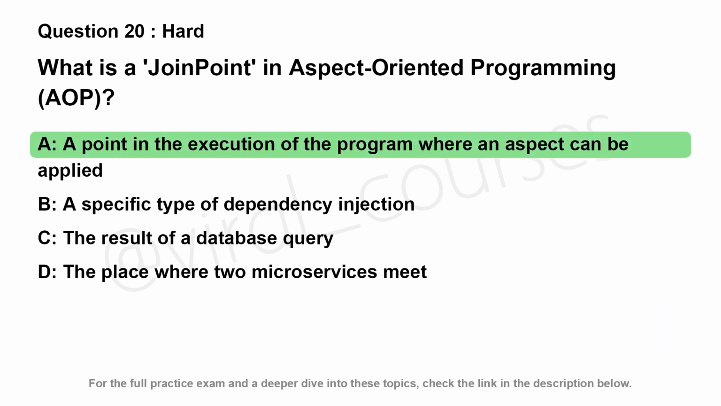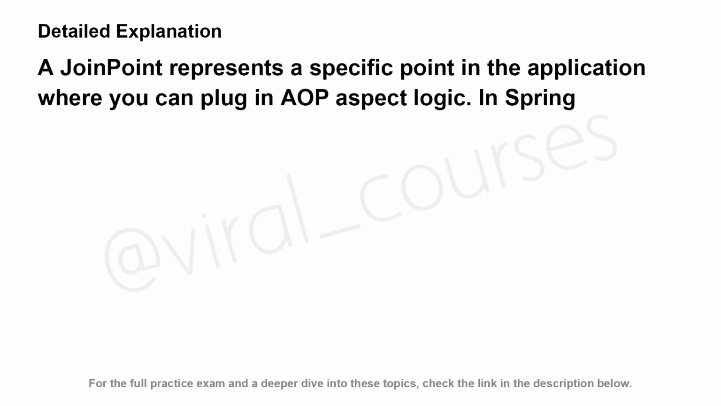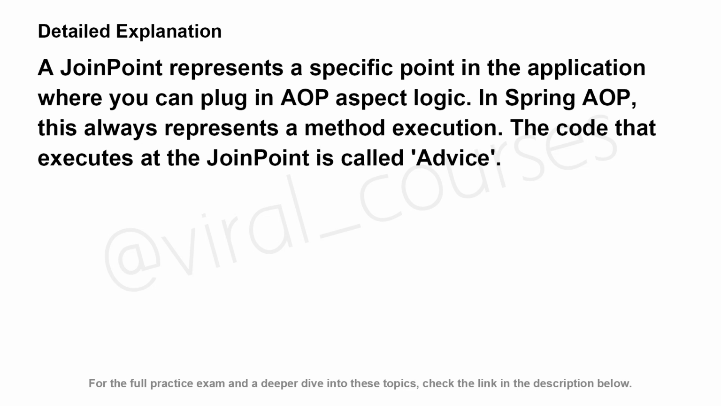The correct answer is A. A join point represents a specific point in the application where you can plug in AOP aspect logic. In Spring AOP, this always represents a method execution. The code that executes at the join point is called advice.